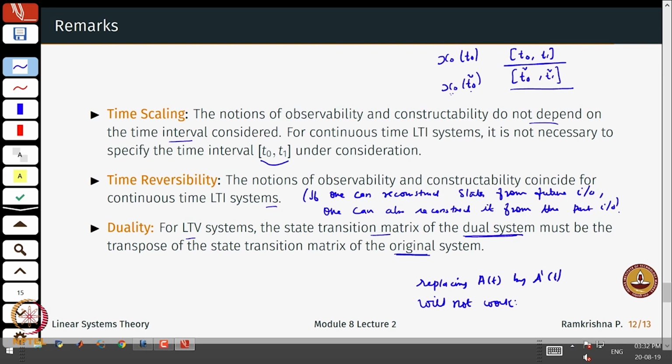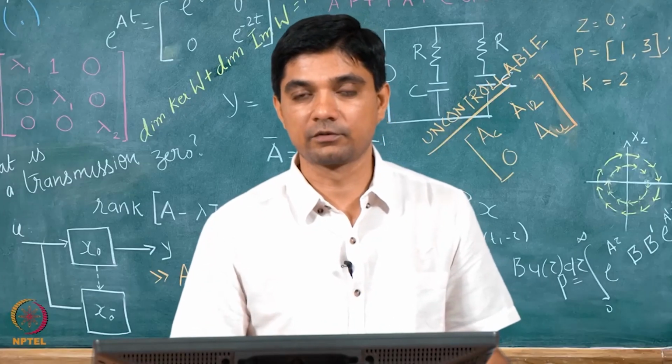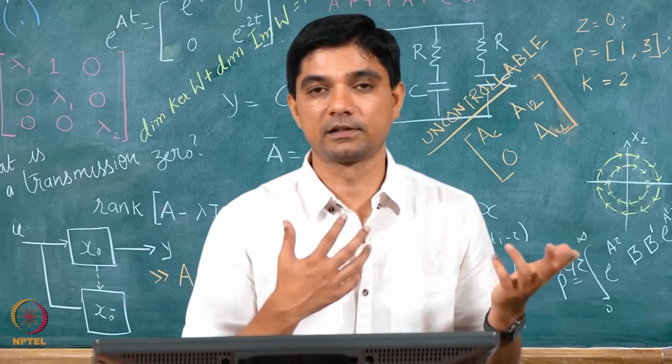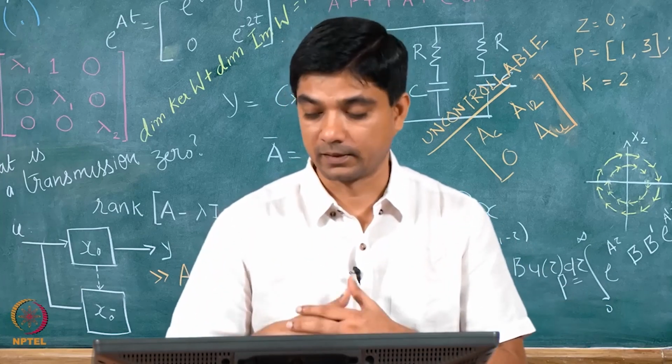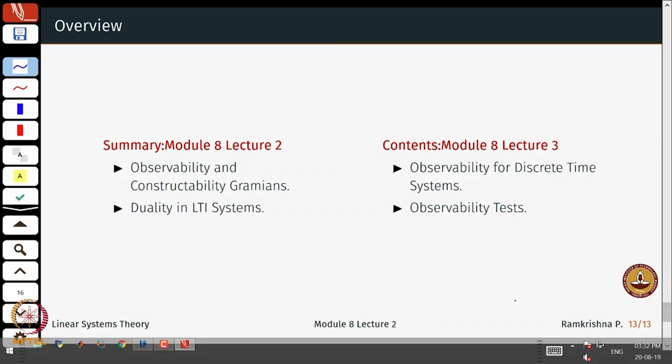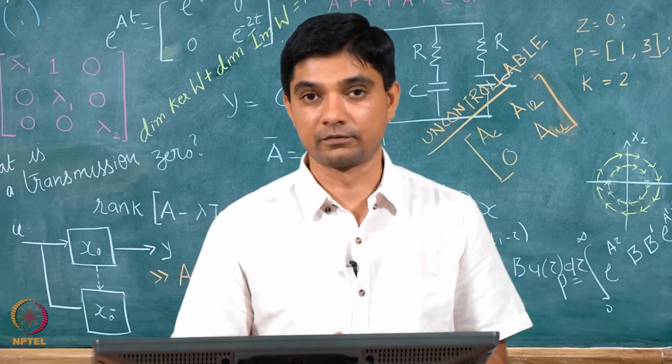Okay, so that concludes this lecture, where we saw Gramian based conditions for defining unobservable subspace, or even under what condition is the system observable and under what conditions is it controllable. In the next lecture, we will quickly run through the concepts of observability for discrete time systems, and also do some very basic observability tests.